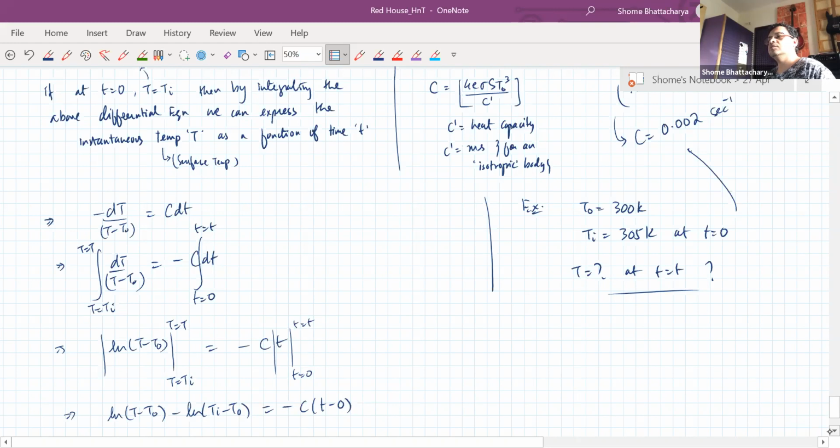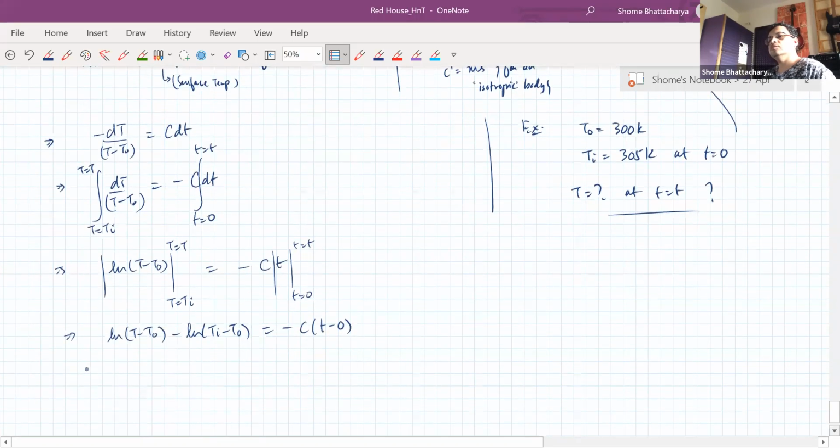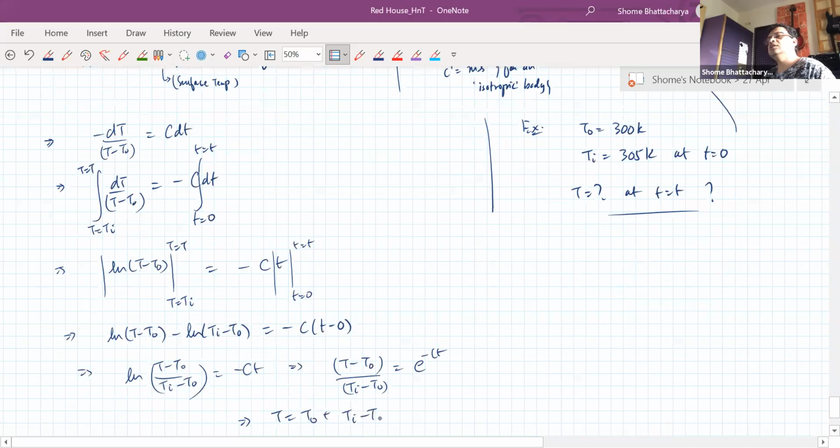So we get the relation that natural log of (T minus T naught) divided by (T initial minus T naught) is equal to minus Ct. Or taking exponential on both sides, we get this is equal to e raised power minus Ct. So now we get that T is equal to T naught plus (T initial minus T naught) into e raised power minus Ct. This is the relation that we were after: the temperature as a function of time.